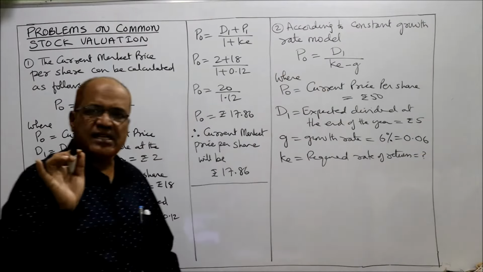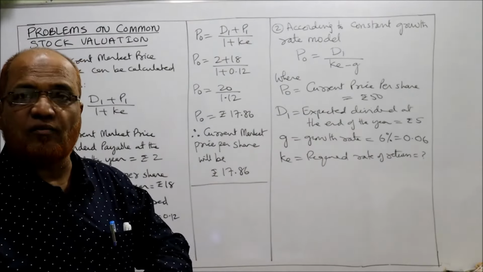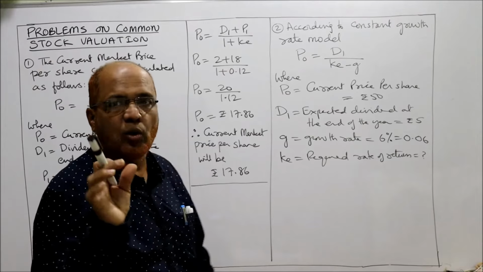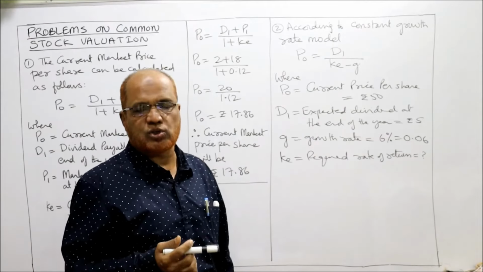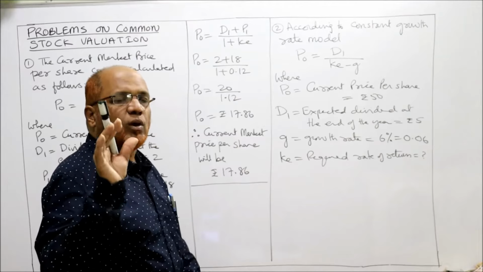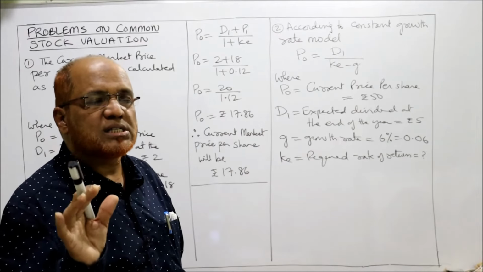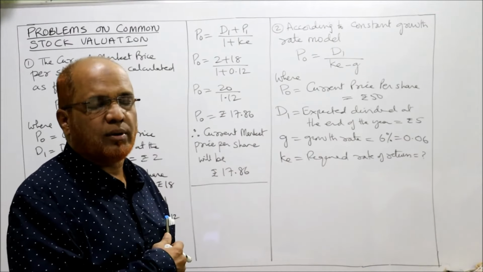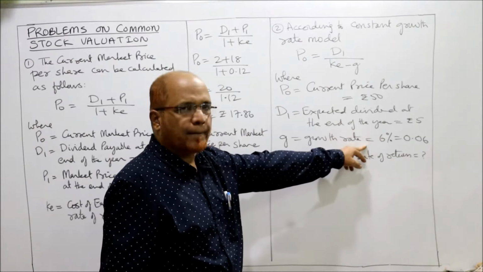Now see here, this is the first and second problem. That's why I'm writing all these explanations of all these symbols P0, D1 like that. In the coming problems we'll not write them down, we'll directly take the amounts, right? So this is the formula. This formula is called the constant growth rate model formula. Constant growth rate, only one growth rate, that growth rate is 6%.